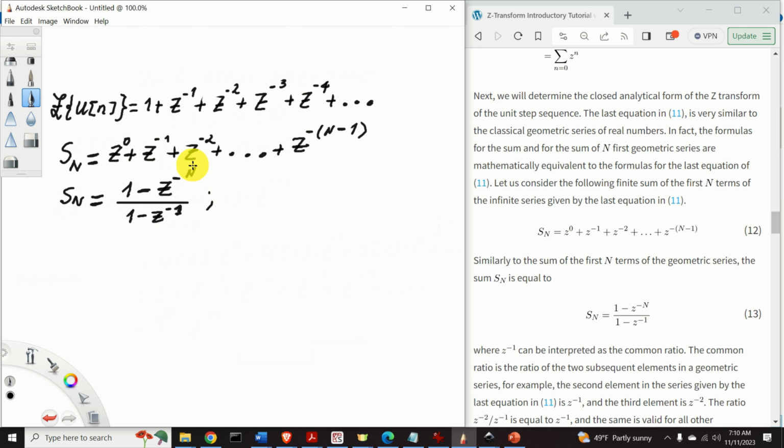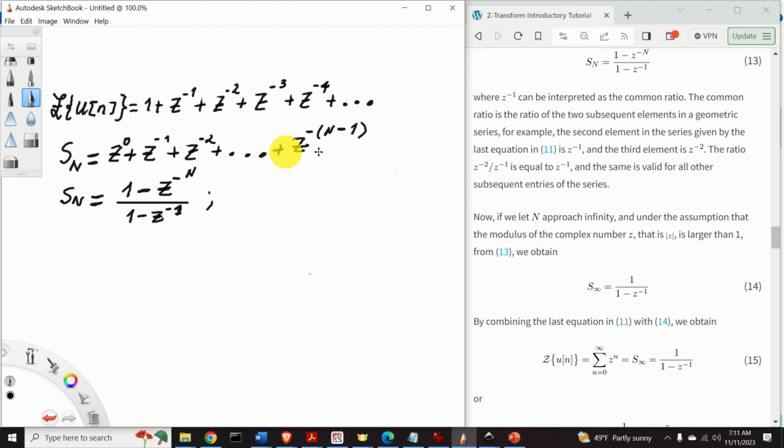For example, if I divide this element by this element, that is, if I compute z to the power minus 2 divided by z to the power minus 1, I will obviously get z to the power minus 1. Similarly, if I divide the fourth term by the third term, I will again obtain z to the minus 1. That is, if I take any two subsequent entries of this geometric sum, and divide them, I will always obtain z to the minus 1. That is, I will always obtain the common ratio.